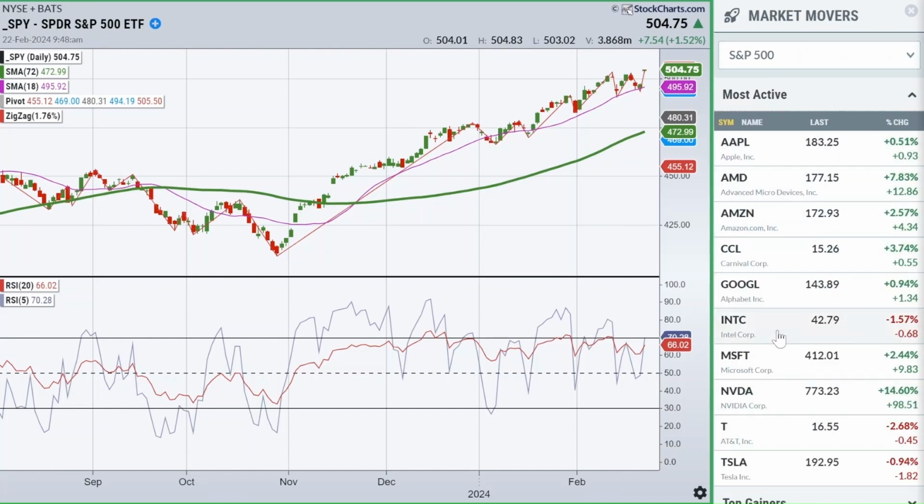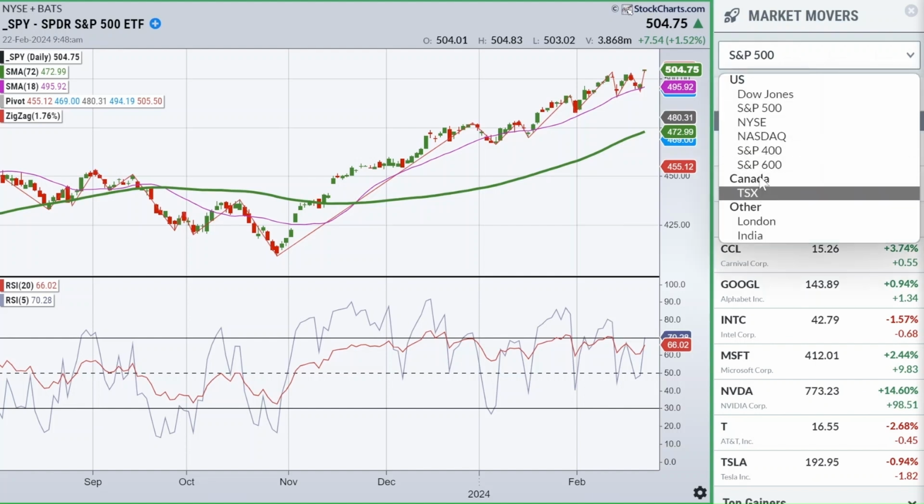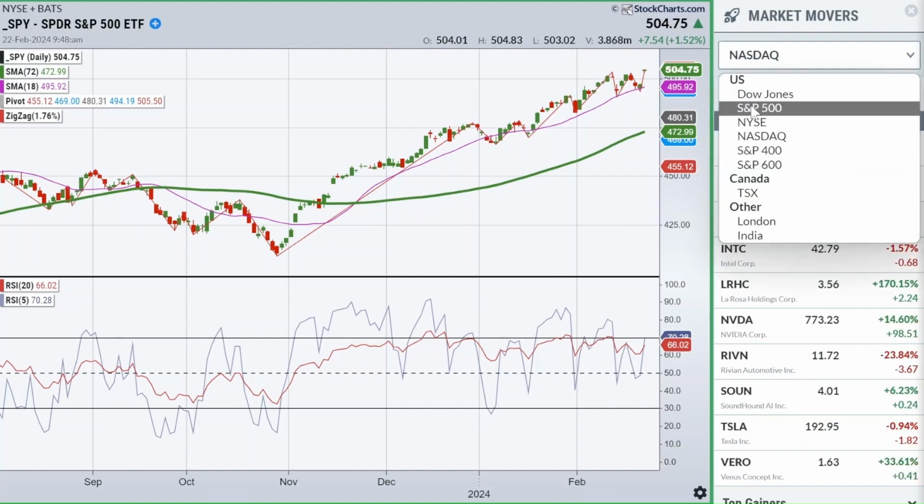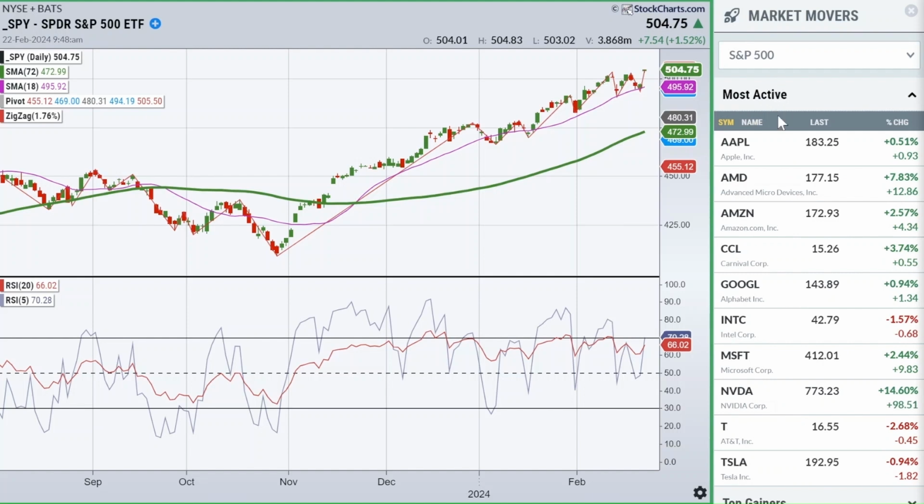And I like looking at this because it lets you define your universe. Now, most of the time, a lot of these softwares, they just put all the stocks out there. I mean, you might be able to divide it between NASDAQ and New York Stock Exchange or whatever, but I can pull in the S&P and I can see what's happening here to start the day. Obviously, NVIDIA leading the way.